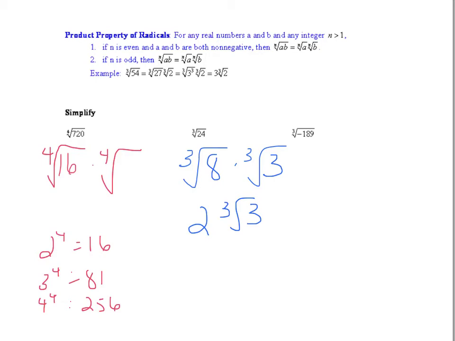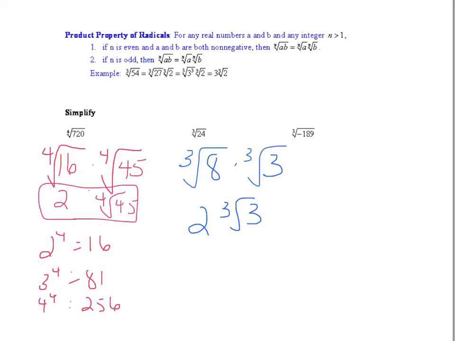This is going to be 16 times 45. The fourth root of 16 is 2. 45 breaks down into 9 and 5, but neither one of them is a perfect 4. 9 is a perfect square, but not a perfect 4. So I'm going to leave it as 2 times the fourth root of 45.